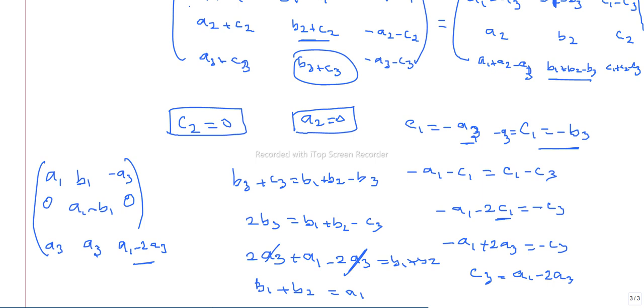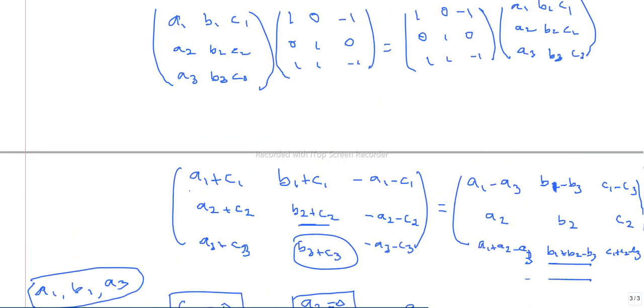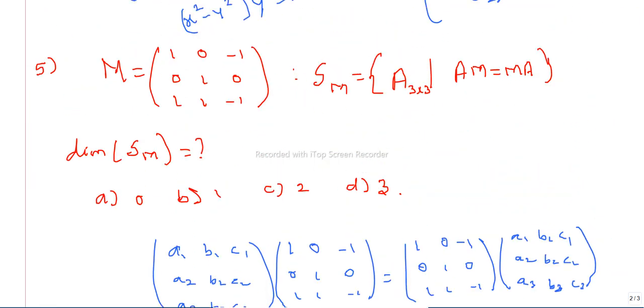So I think almost we did all the things. So now how many unknowns do we have? Only 3. So one is A1, B1 and then A3. So we have only 3 unknowns. Therefore the dimension is 3. I think we reduced all the variables. So therefore the dimension of this one is 3.